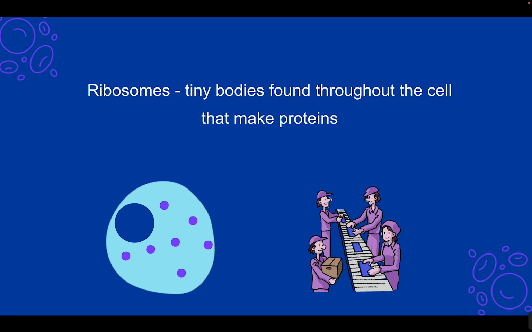Ribosomes are found in all cells. They are spread throughout the cytoplasm, and they can also be found on the surface of other organelles. I compare ribosomes to factory workers. The factory workers are putting the pieces and components together to make a final product. This is what ribosomes do. They're putting together components to build those proteins that are essential for all living organisms.